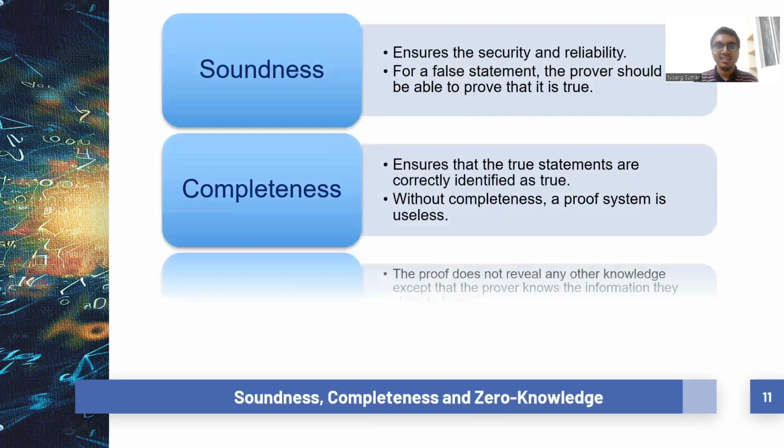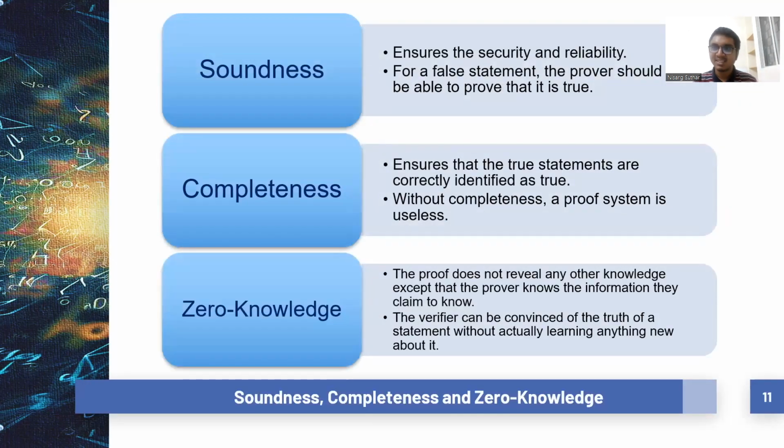Okay. So soundness, completeness, and zero knowledge are the properties of a zero knowledge proof. What soundness does is it ensures the security and reliability. So if the prover is trying to prove a false statement, then the protocol should state that it is a false statement.